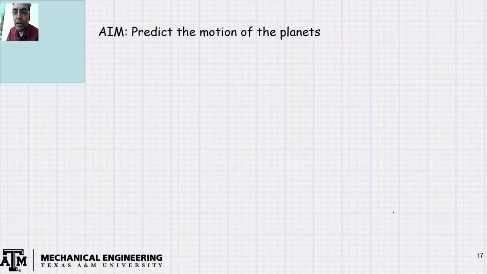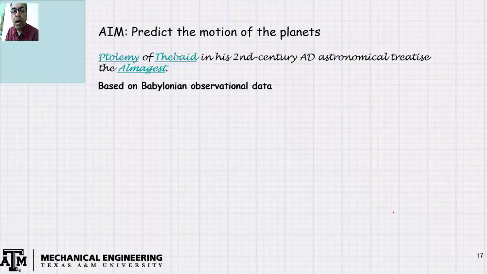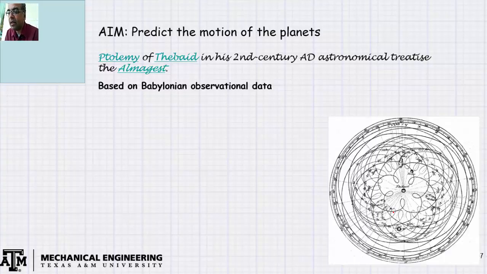The original idea was by Ptolemy of Thebade in the 2nd century AD, and this was an astronomical treatise, and it was based on Babylonian observational data. So this goes back a long way, and the Babylonians had observed very detailed motion of planets, and Ptolemy came up with a way to predict, and this was called the Ptolemaic epicyclic theory. So you can see that the Earth is in the center of this thing, and the planets are going around, and this is entirely based on observation.